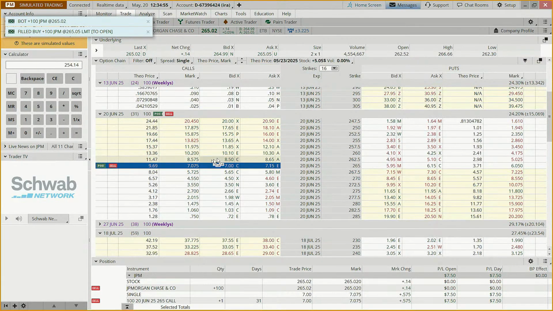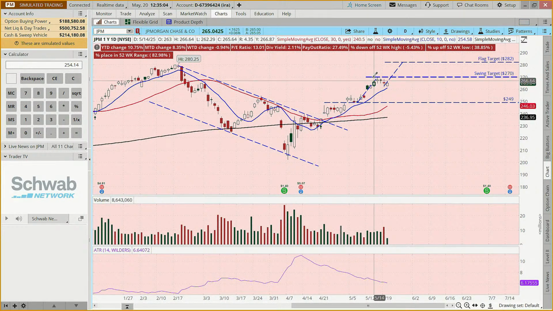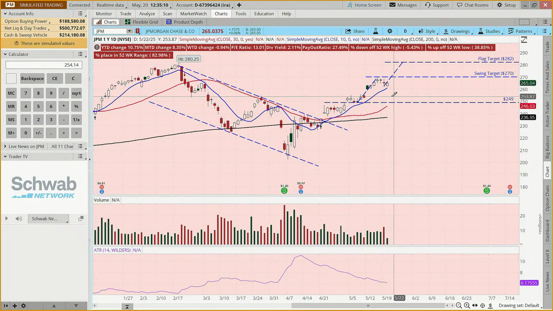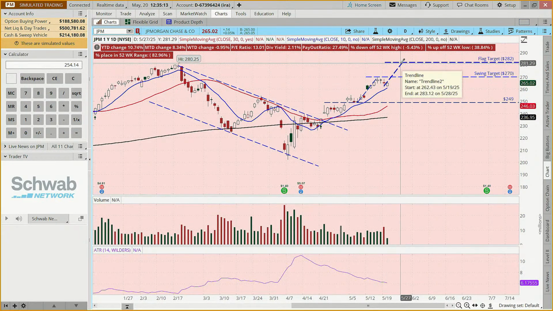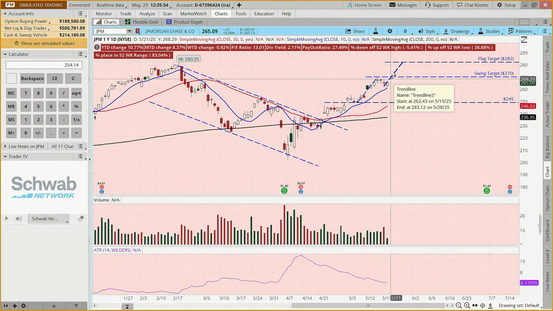Okay. So we now have 2 example trades on JP Morgan. And you'll notice that we have used this flag pattern to determine our stop loss order on the stock position. We've used the length of the flag to determine our target for the stock. It created this new support level, so that's created our entry. And then on the swing target, we use that for the option trade. Okay. Now let's look at another one.